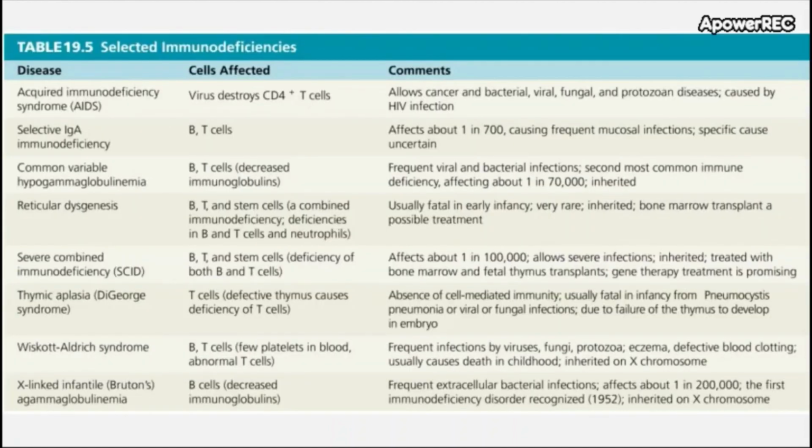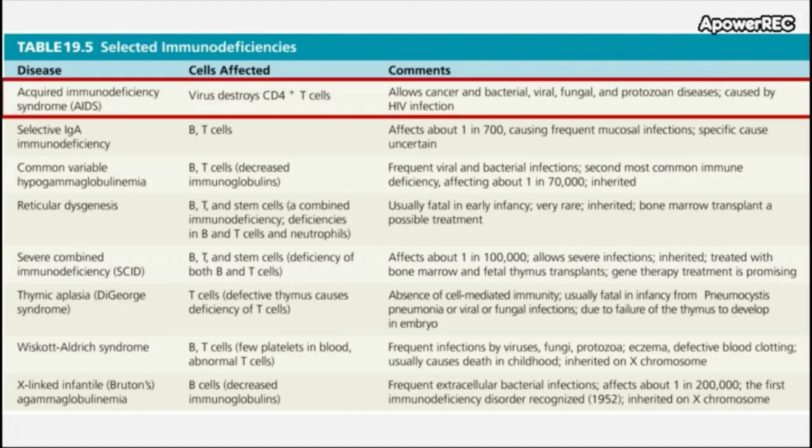And here's a table showing selected immunodeficiencies. It's nice to review them a little bit, but they're not going to be on the test, except for acquired immunodeficiency syndrome, or AIDS. In this case, the virus ends up destroying the CD4 T cells, and this allows cancer and bacterial, viral, fungal, and protozoan diseases to take hold, caused by HIV infection.